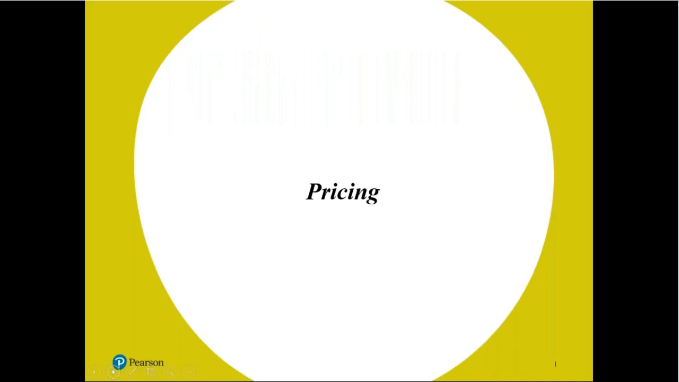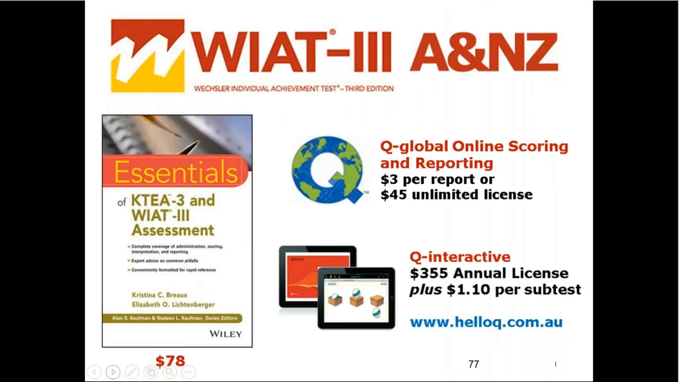So before I get to questions, let's just have a quick look at our pricing. There is more information about the patterns of strengths and weaknesses in the WIAT-III Examiner's Manual. You can also purchase the Essentials book, which takes you through the process, not just for the WIAT-III, but also for the Kaufman test of educational achievement as well.